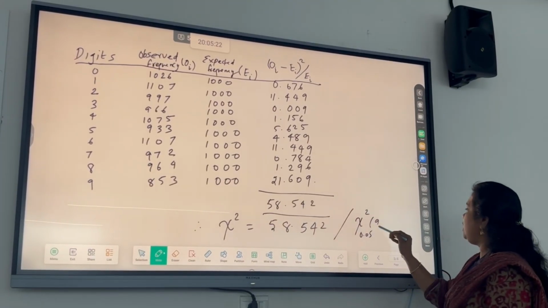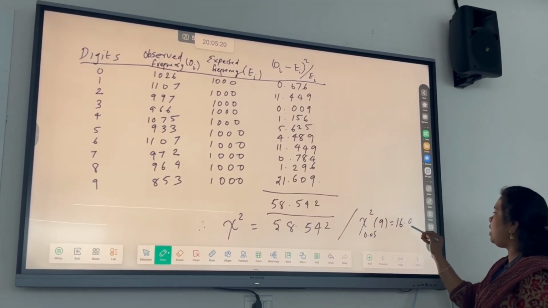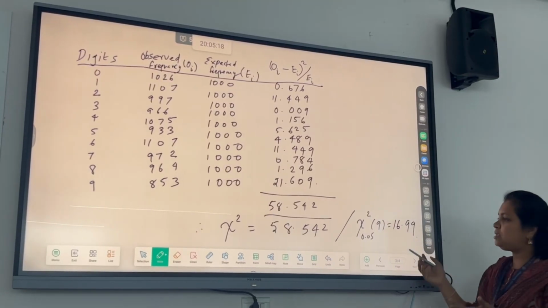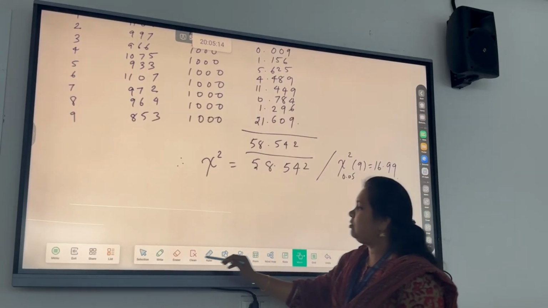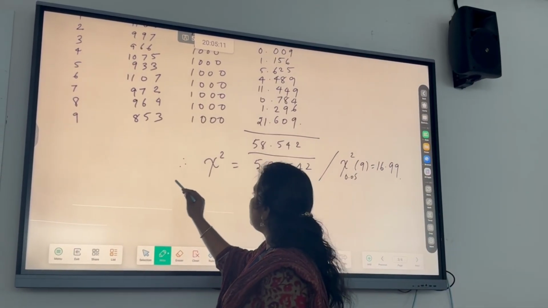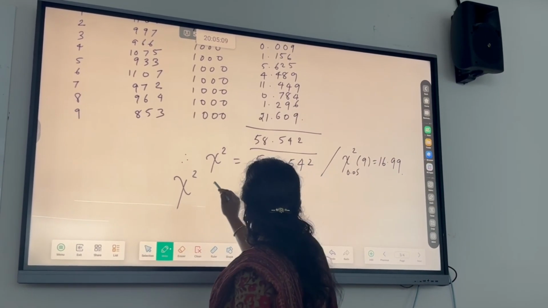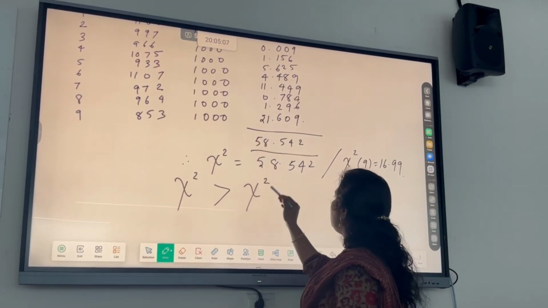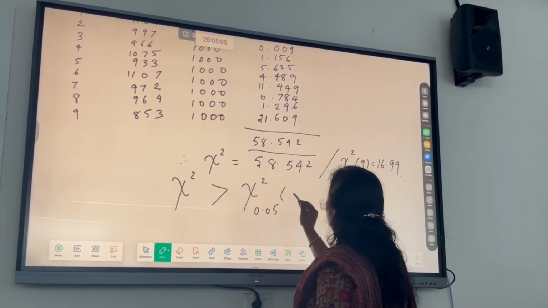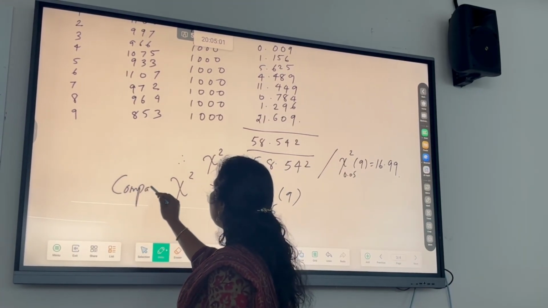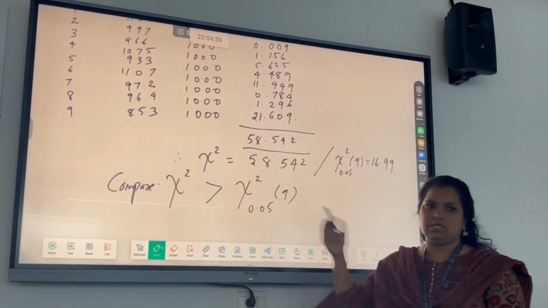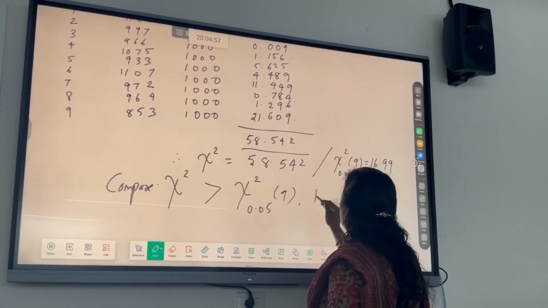The table value at 0.05 with 9 degrees of freedom is 16.99. Now you can easily see which one is greater. The calculated chi-square is greater than the chi-square 0.05 table value when you compare. So we come to the conclusion that it is greater, so H0 is rejected.